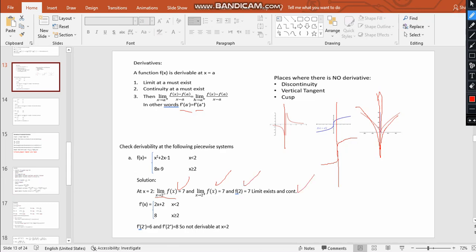The limit exists. Now for derivability, I'm going to do f prime of x. The derivative is 2x plus 2 if x is less than 2, and it is 8 if x is bigger than or equal to 2. If you want f prime of 2 minus, using this one, here it is 6, and f prime of 2 plus is 8. So since left is not equal to right, we say it is not derivable.